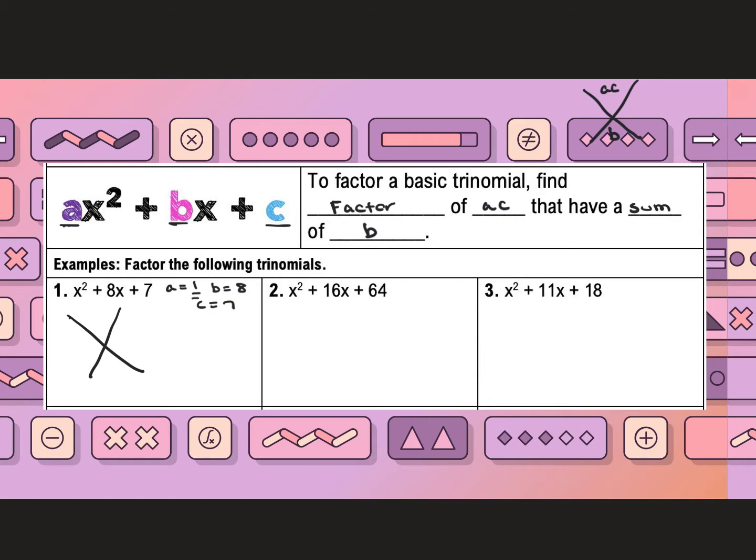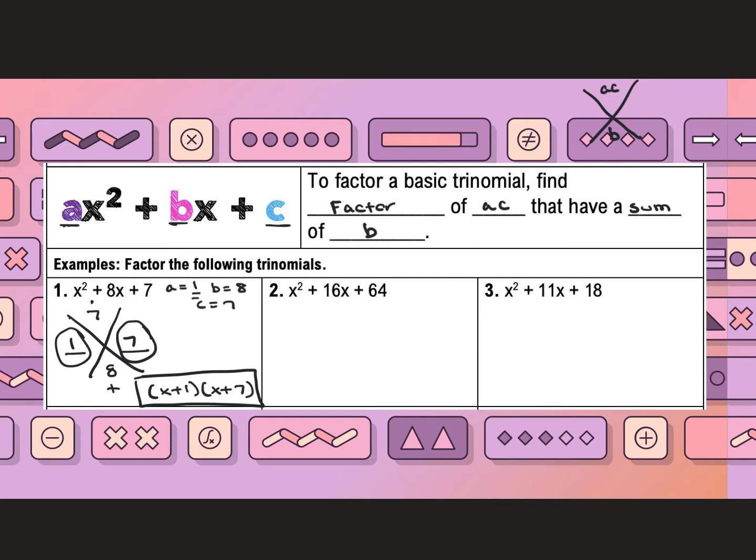So I want two numbers that when I multiply give me 7, because 1 times 7 is 7, and add together to give me 8. So two numbers that multiply to give me 7, that add together to give me 8. Those factors are going to be 1 and 7. All right. So now that I've determined my factors, those become my binomials. So I have x plus 1 and x plus 7 become my factors.